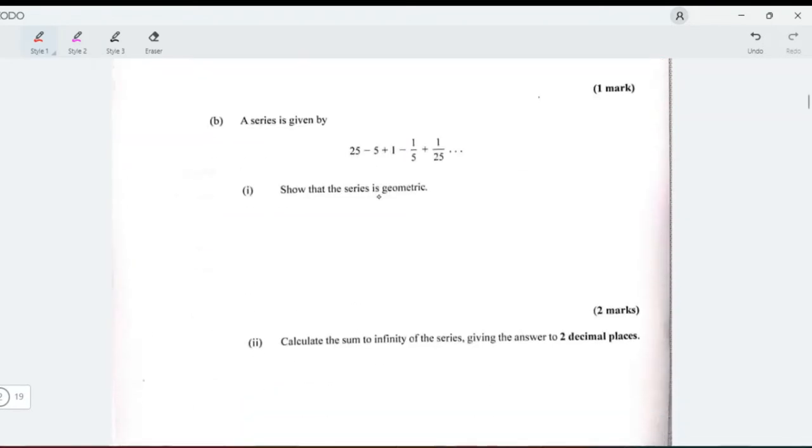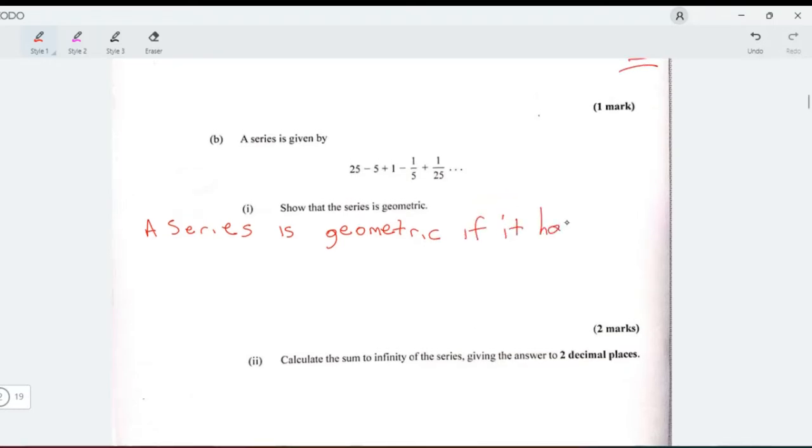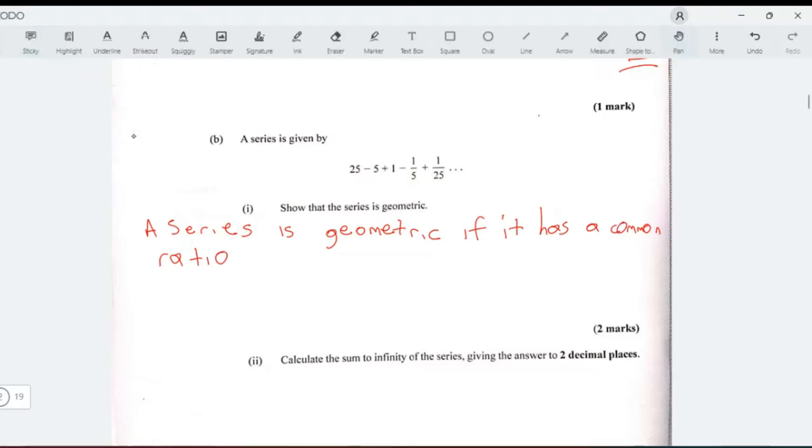Next part, it says, a series is given by this series. Show that the series is geometric. Now, a series is geometric if it has a common ratio. That's when a series is geometric.